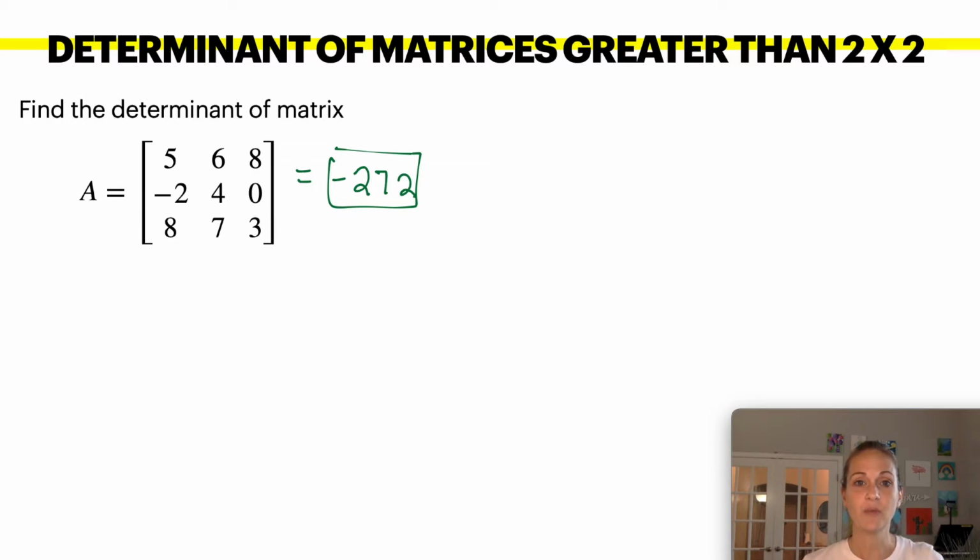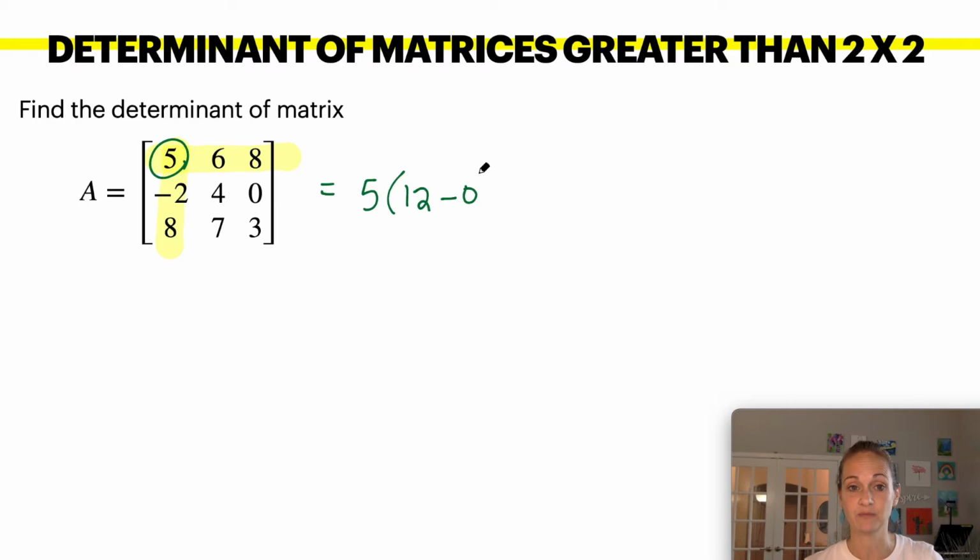Okay, I want to go back and show you how to do a matrix C by hand. So here's what you do. You're going to take the first row in the first column. The 5 is what is being overlapped or intersected. So you're going to multiply 5 times the determinant of the 4 numbers not used. So 4 times 3 is 12, subtracted by 0 times 7, which is 0.